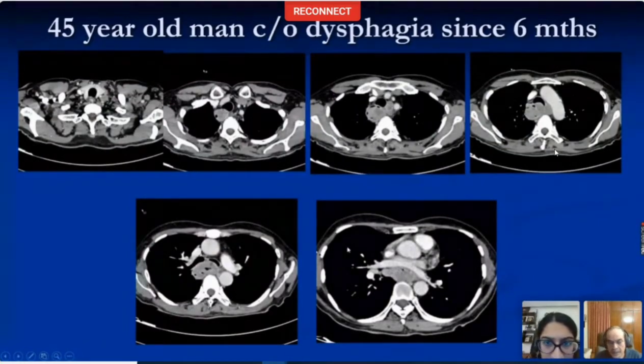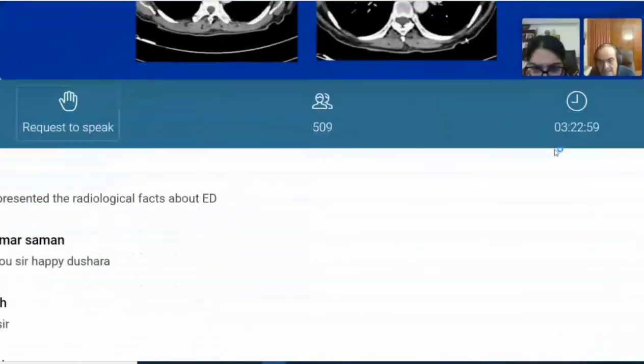Which is the node in the AP window? You don't really have the AP window seen here very well, but you're right. There is a left paratracheal lymph node seen here. There is a large esophageal mass. Okay. What structures are these? What is this structure and what is this structure? Where my cursor is? Can you see my cursor? Oh, sir, I can't see the cursor. Okay, no worries. If you can't, then let's move on.